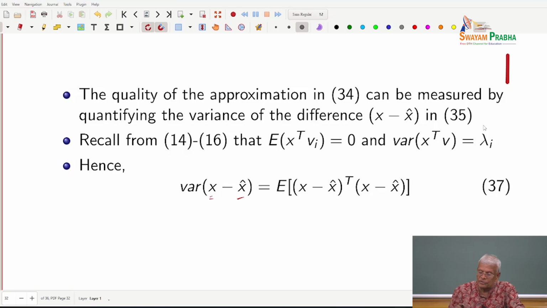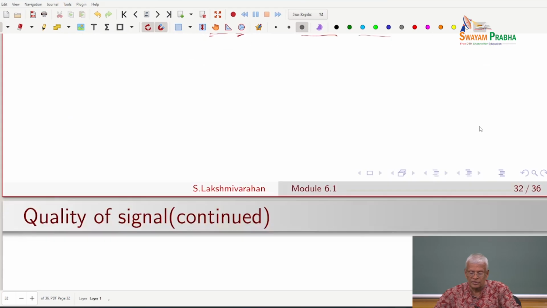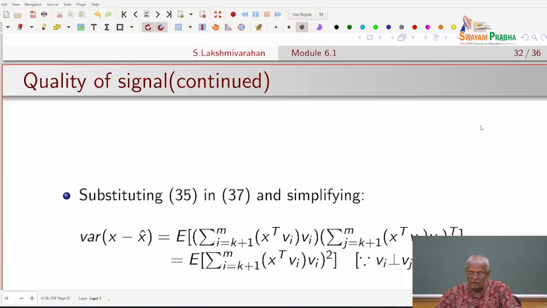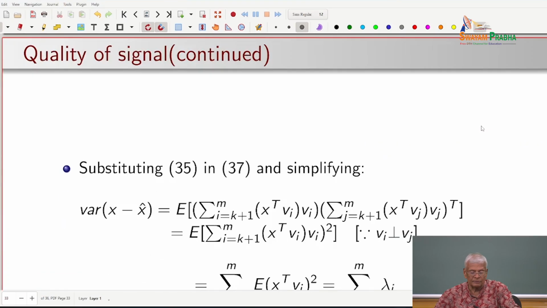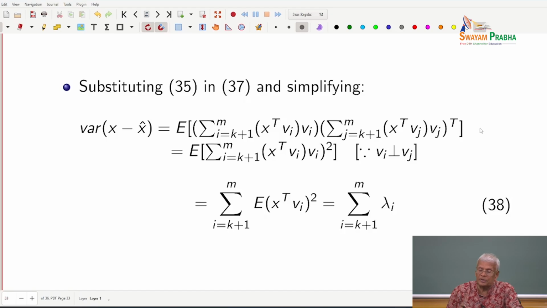Recall from 14 and 16 that the means of the projected random variables are all 0, and the variance of x transpose v_i is lambda i. Hence, if I am interested in computing the variance of x minus x hat, it is simply (x minus x hat) transpose (x minus x hat). That comes from the basic definition, which is also equal to the trace of the covariance matrix of the error defined by 37. Substituting 35 in 37 and simplifying.